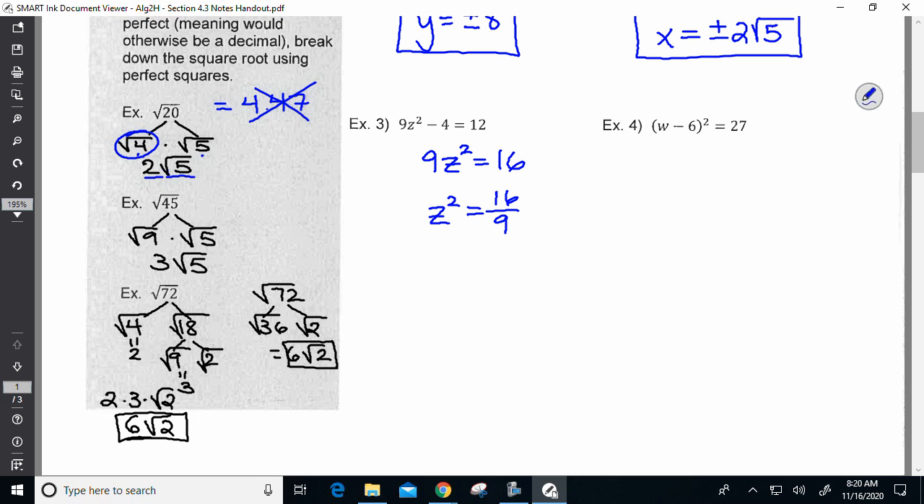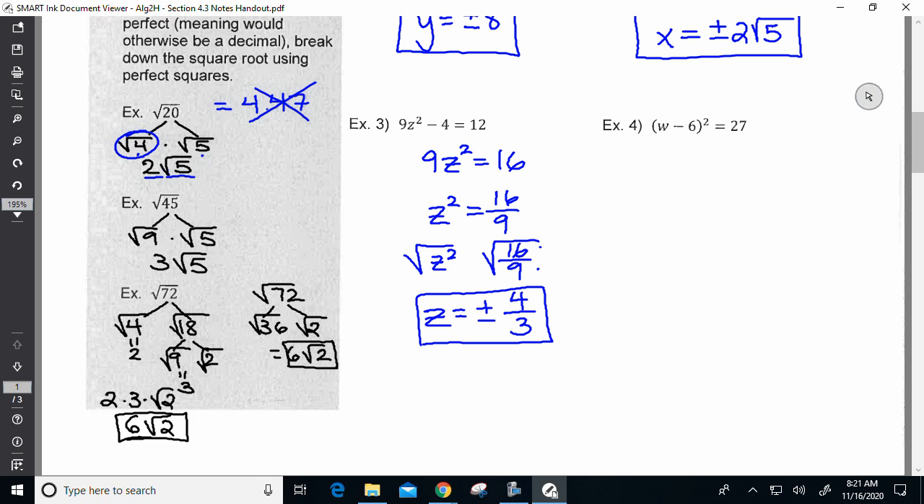You're still taking the square root of both sides. So we take the square root of a fraction. Both of those so happen to be perfect squares. That's plus or minus 4 over 3. The square root of 16 is 4. The square root of 9 is 3. That's it, problem over.